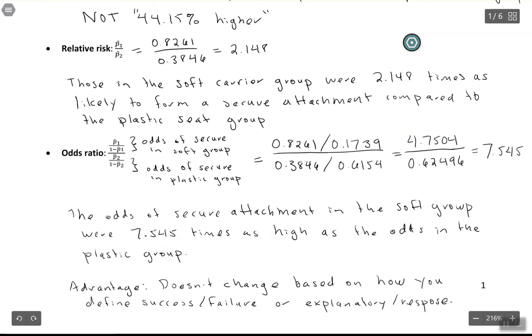So you can still get a different number based on what number you put on top, but that's just going to be either this or 1 over this value. So those are pretty easy to translate back and forth.